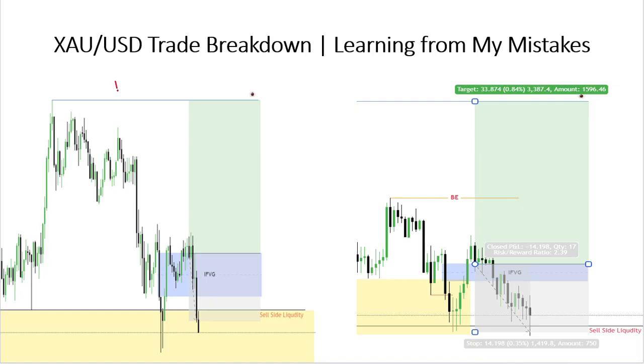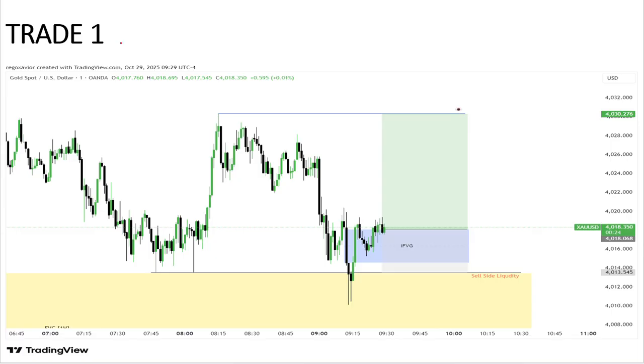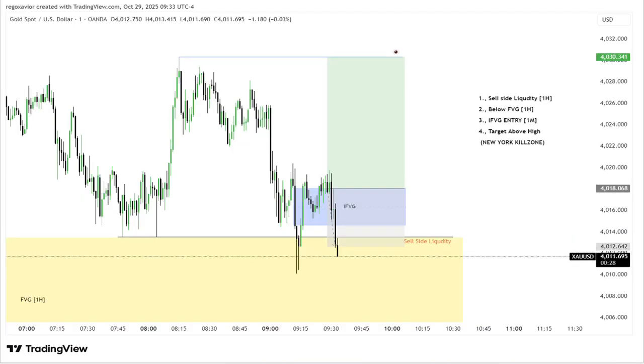So this is trade one and this is trade two. Let's do the trade breakdowns, guys. Let's see trade one's breakdown. So this is the setup which I have marked here. Next slide we can explain.